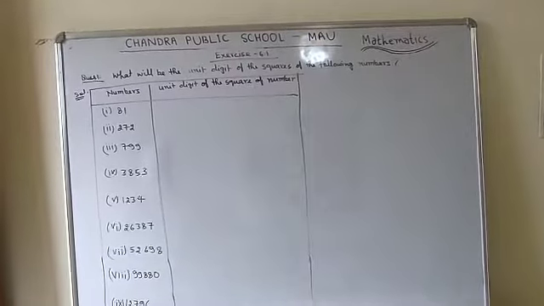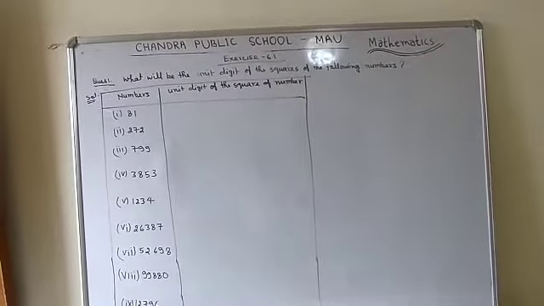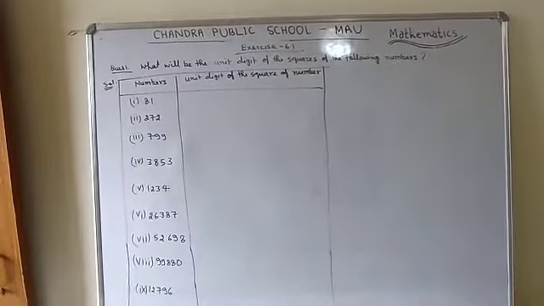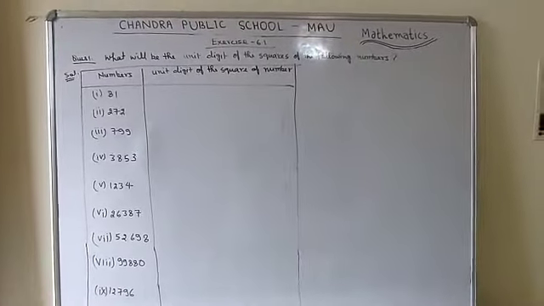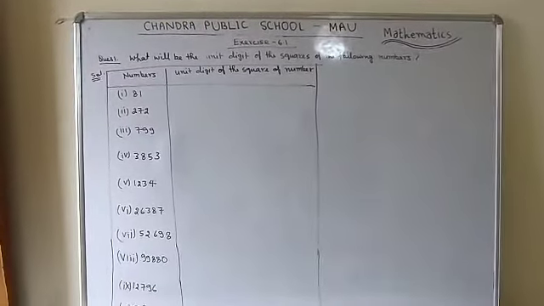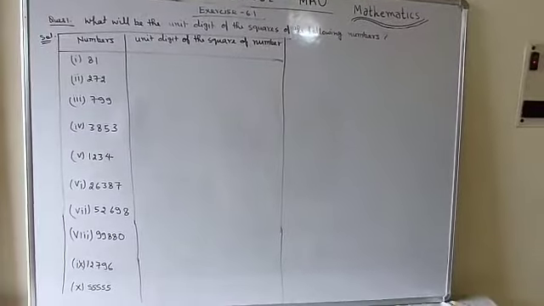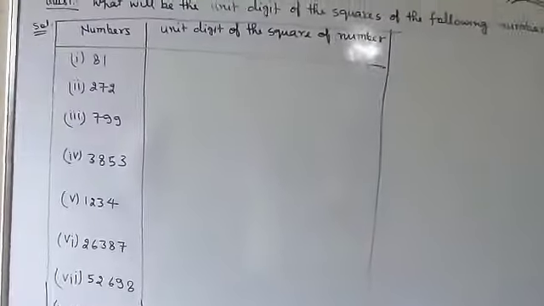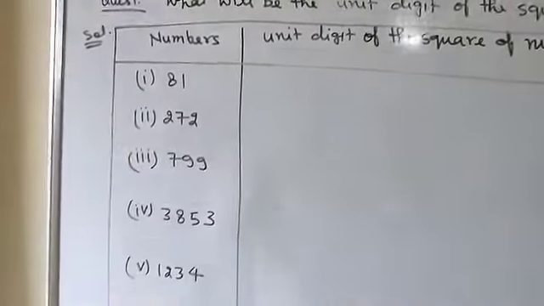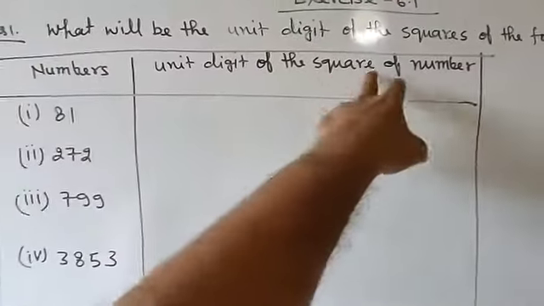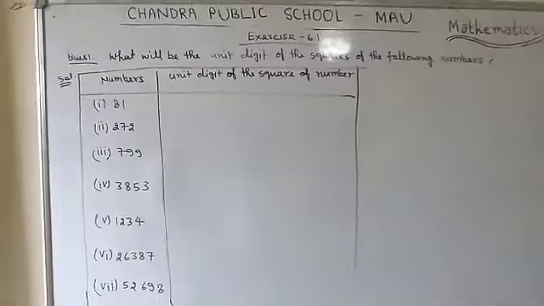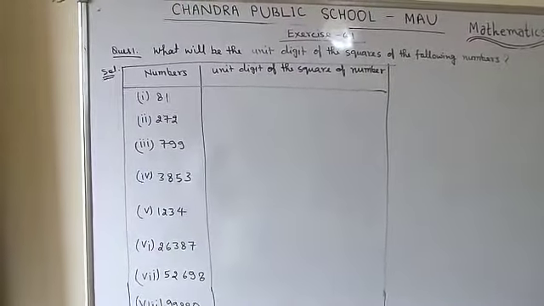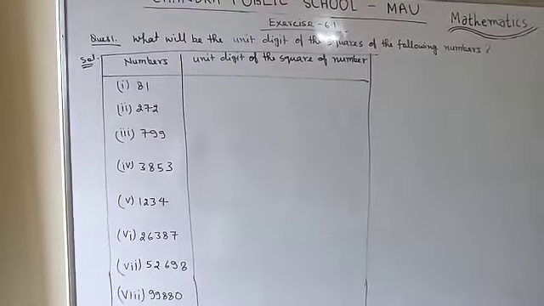In the previous video I had also explained how to find the unit digit of the square of any number. So again I am going to explain it. First you need to write all the numbers in a table format like this, the table that I had drawn. In the first column you will write the numbers given in the book, and next to it the unit digit of the square of the number. I will give the unit digit for certain numbers, and the rest you need to do as homework.